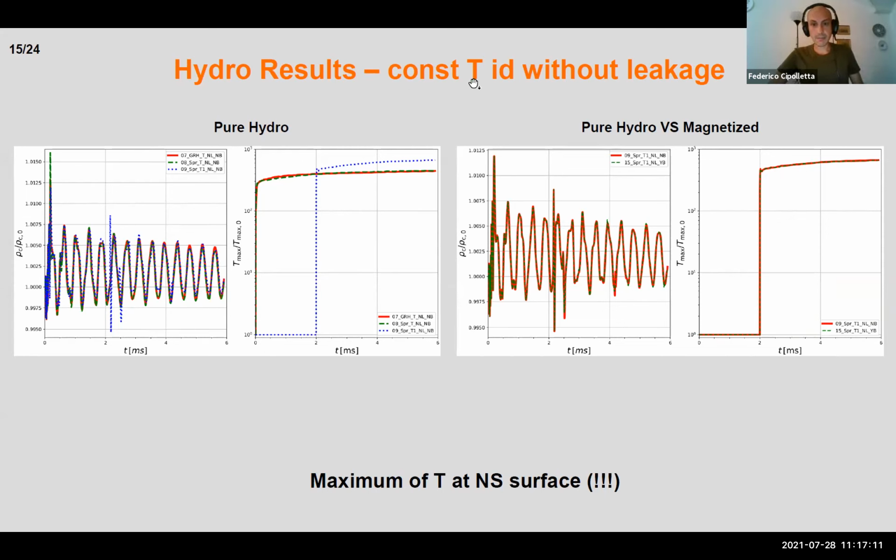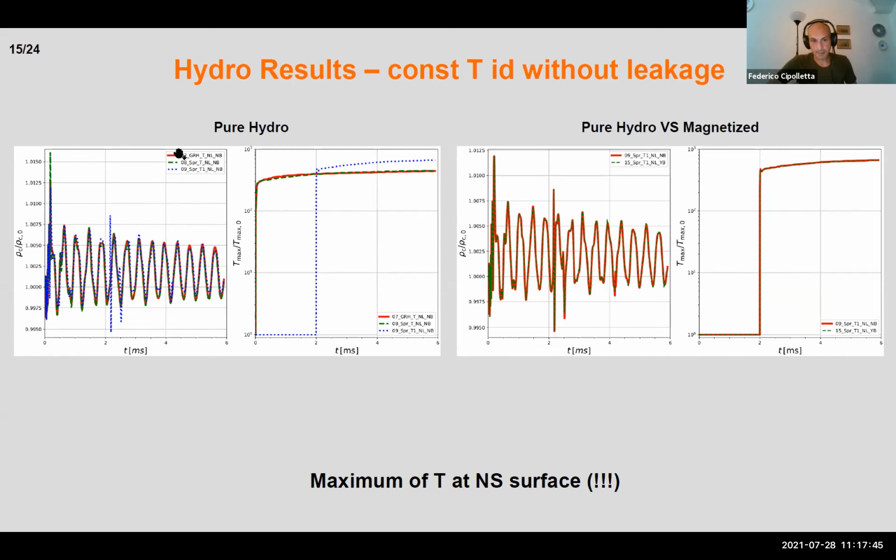Considering the constant temperature initial data is delicate, because you have to choose the initial value of the temperature in a good way. If you consider a value of the temperature that is near 0, you can see that the temperature has a big increase initially, and this can create problems in the simulation.